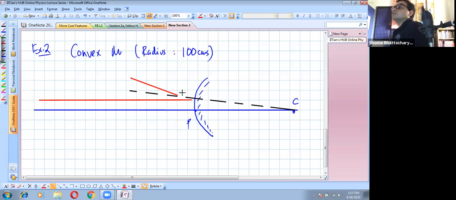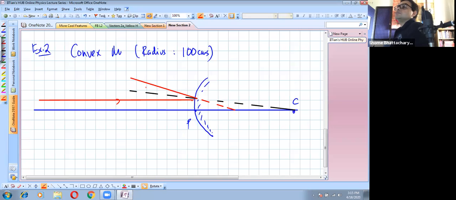They will be forced to diverge like this over here, as if they are coming from this point behind. Okay, so now this here is the extended.